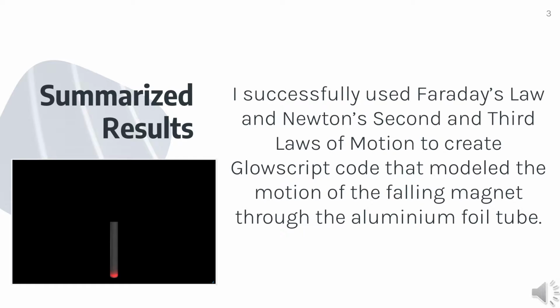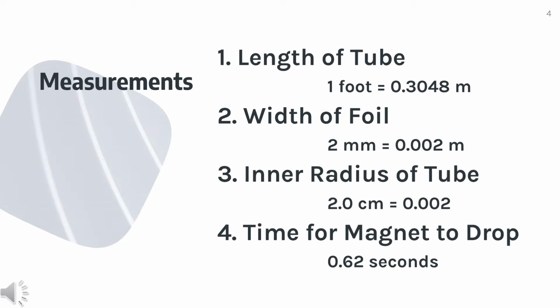In the end, I successfully used Faraday's law and Newton's second and third laws of motion to create GlowScript code that modeled the motion of the falling magnet through the aluminum foil tube. Here are the measurements I took during the experimental phase of dropping the magnet through the foil tube. All of these values were inputted into my code, which we will now take a closer look at.